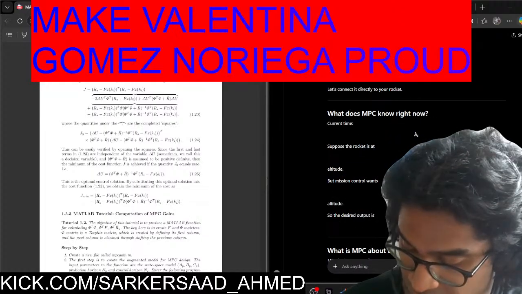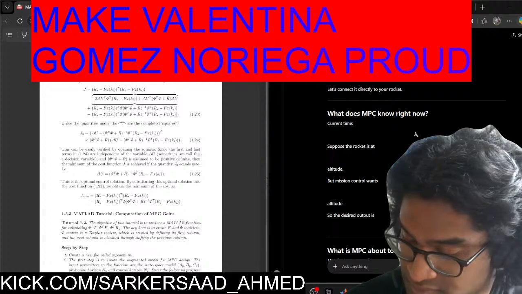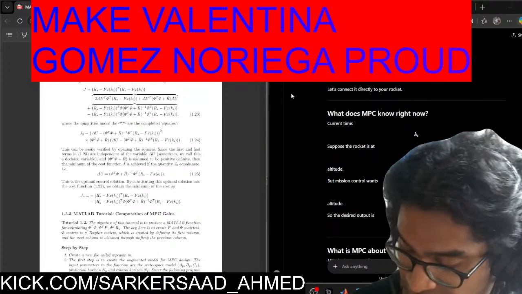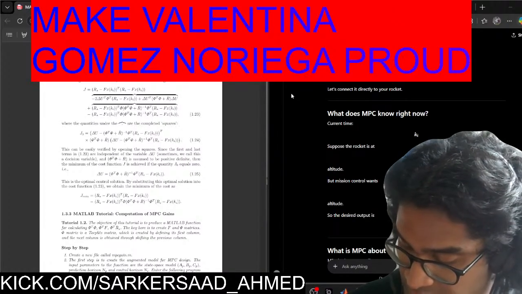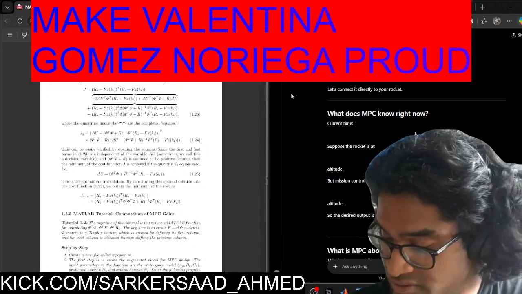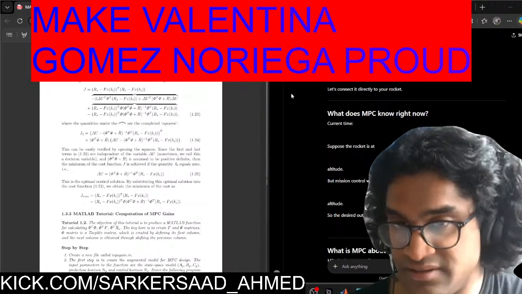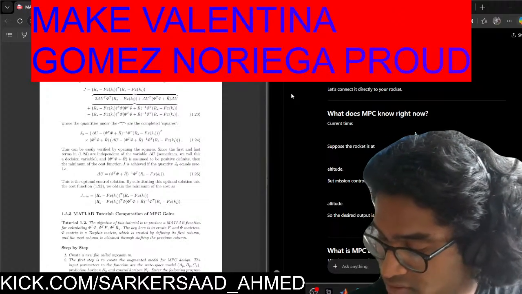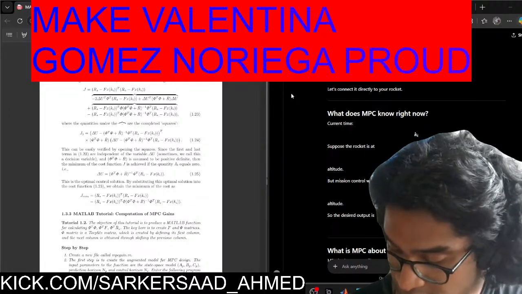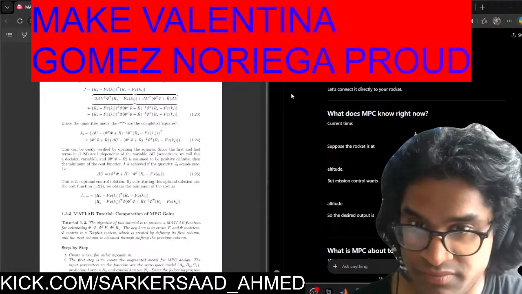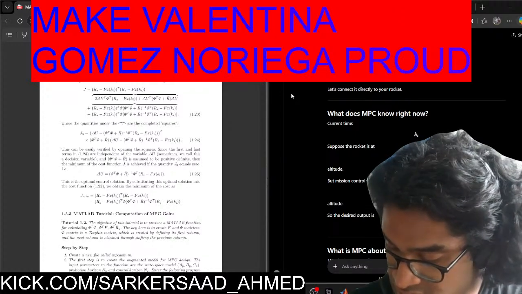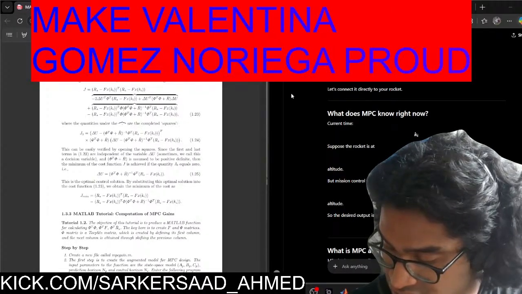We have the current time step, which is K of I, and the rocket is at 900 meters altitude. That's the reality altitude. But let's say you want 1000-meter altitude. Mission control's desired altitude is 1000 meters.